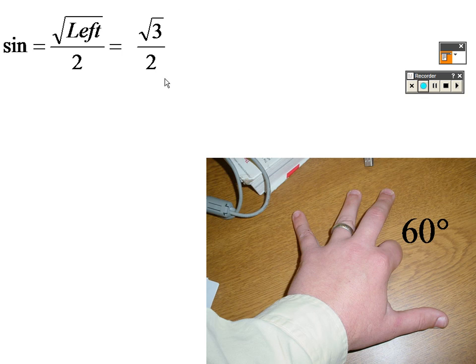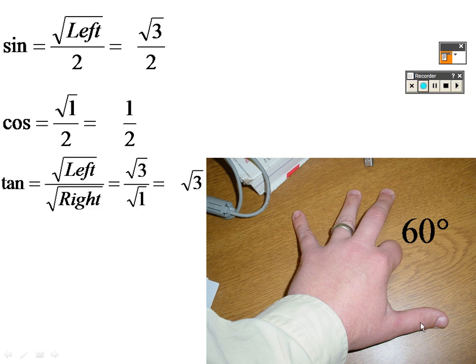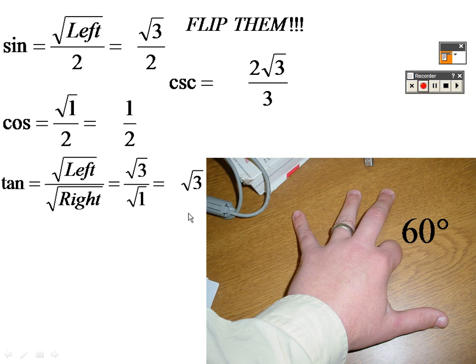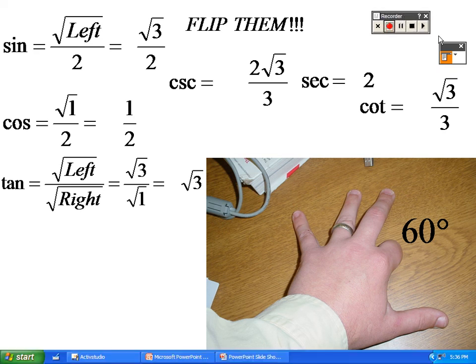So sine is square root of 3 over 2. Cosine is the square root of 1 over 2. Tangent is the square root of 3 over the square root of 1, which is root 3. But we need to keep in mind, when I find the others here, I flip them all. Remember, all you do is flip them. So I have them all flipped. No problem. Okay? So I flipped them all, but here's the catch.